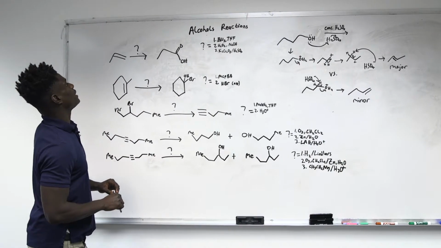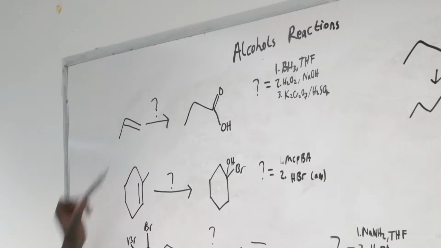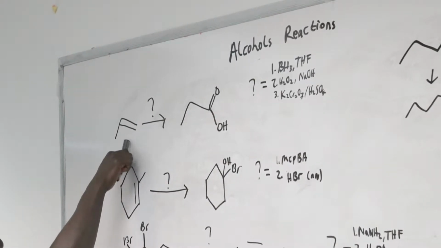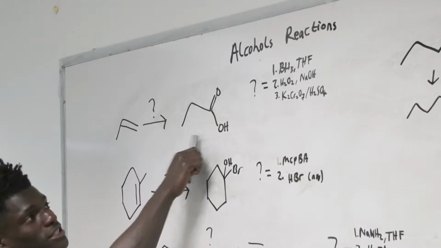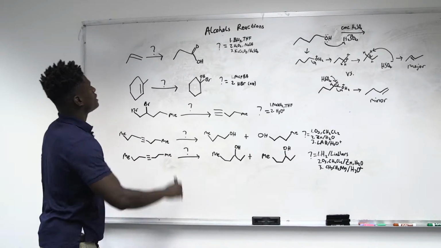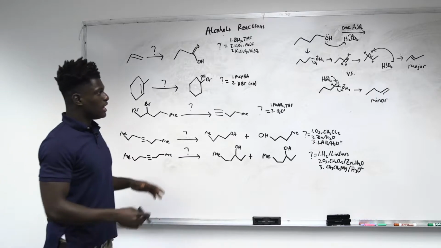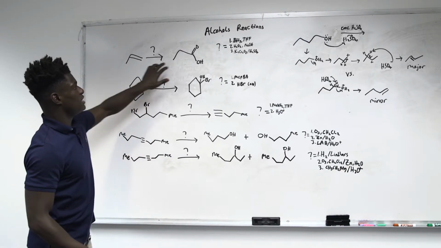So what do we see here? We see that we're going from propylene, which is this molecule here. We're going from an alkene and we're creating a carboxylic acid. Now, at first glance, this might seem like a very complex reaction. You're going to be thinking to yourself, how did we go from this to that?